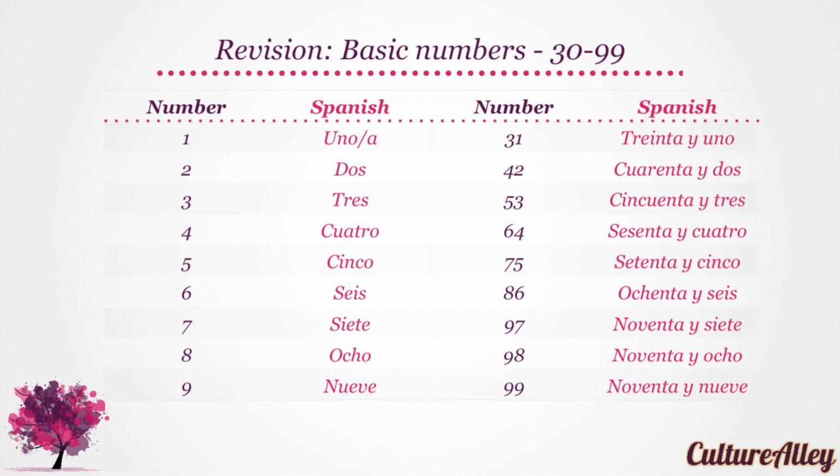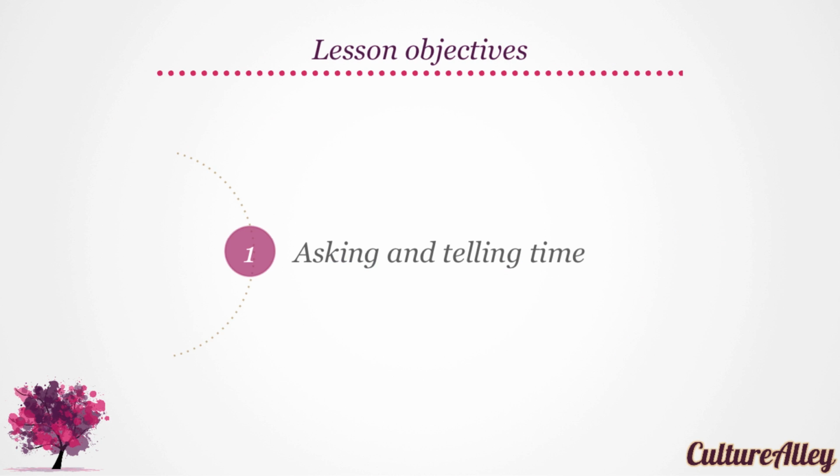7 is translated as siete, and 97 becomes noventa y siete. 8 will be ocho, and 98 will become noventa y ocho. 9 becomes nueve, and 99 will be noventa y nueve. Awesome! Today we will learn how to ask and tell time.